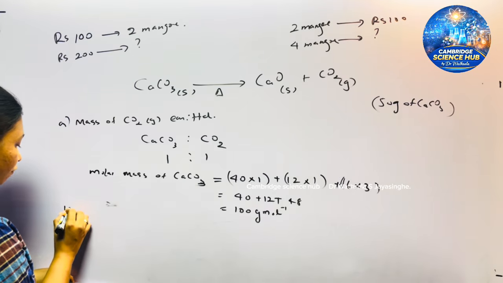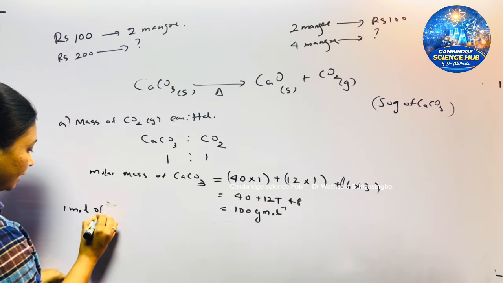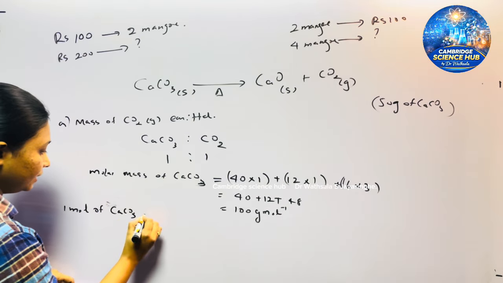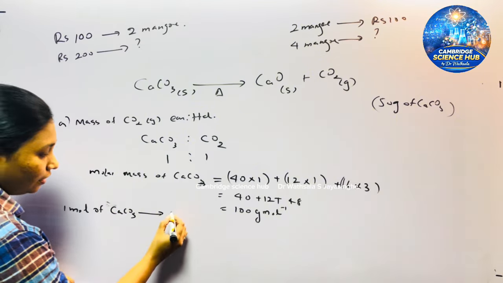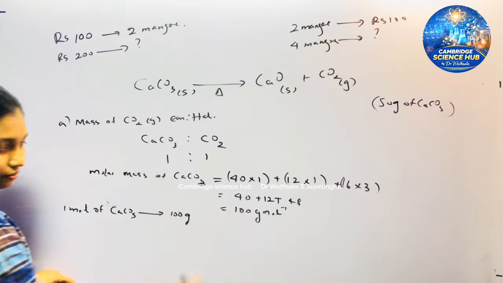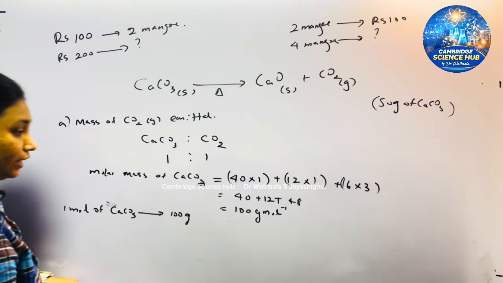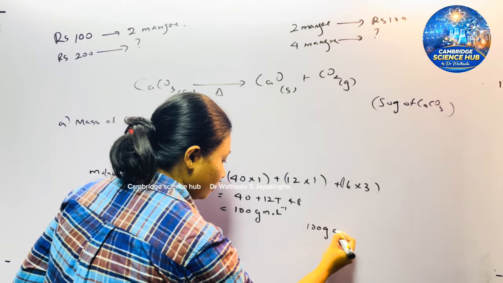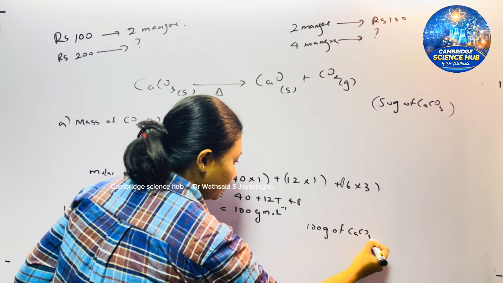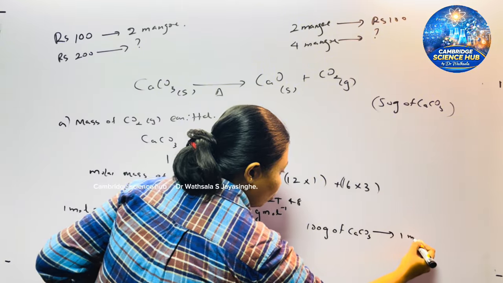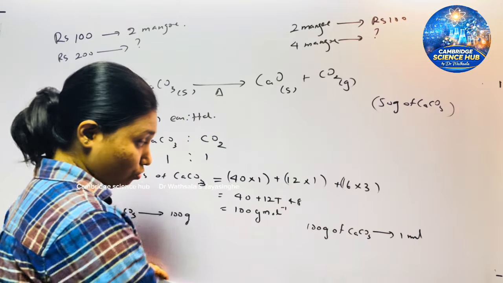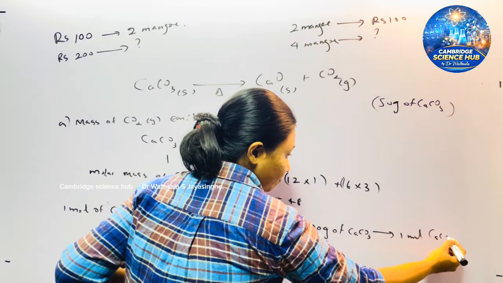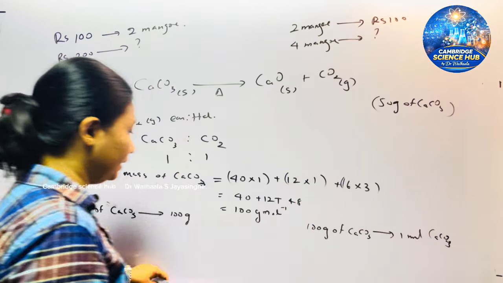In 1 mole of calcium carbonate, mass will be 100 grams. On the other hand, you can take it like that also. In 100 grams of calcium carbonate, 1 mole of calcium carbonate is there. Okay, both ways we can take it like this.